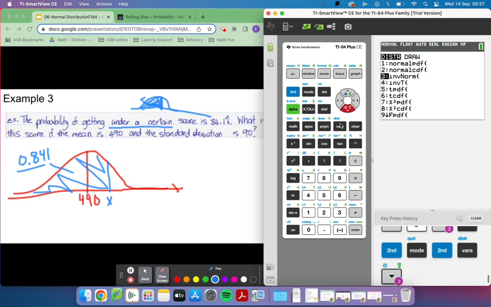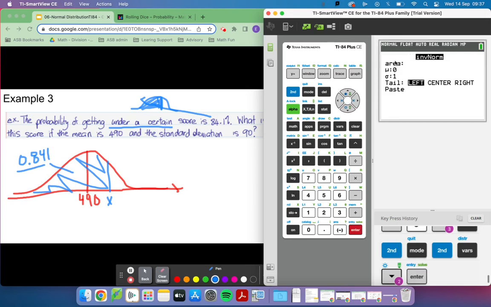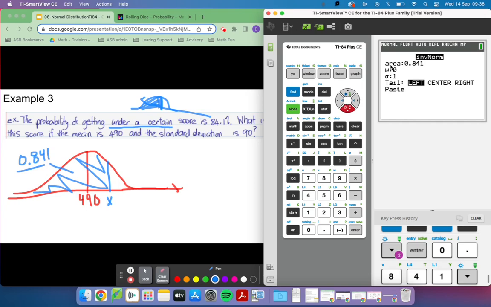Inverse normal is when we're looking for a certain value given a probability. The area, this is the probability. So the area is the probability. Our total area is 1, if you remember from our characteristics. So we need to input the percentage as a decimal, so 0.841. The mean, I was told, is 490, while the standard deviation is 90.